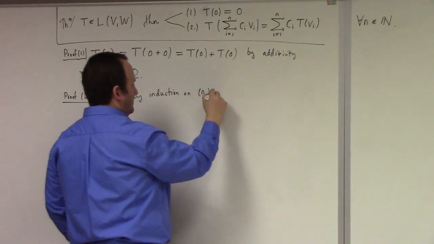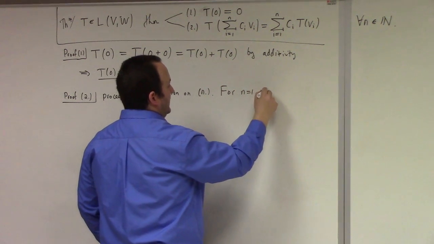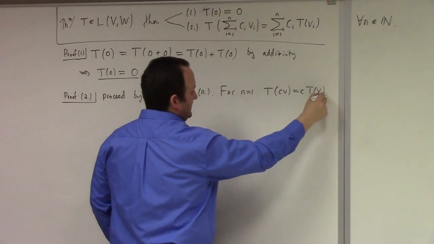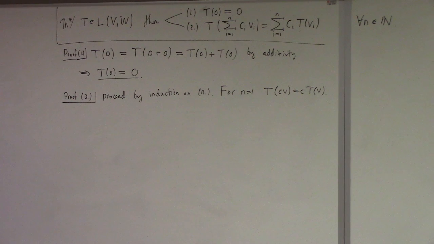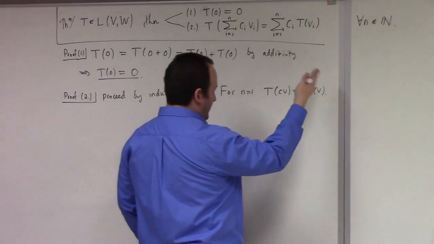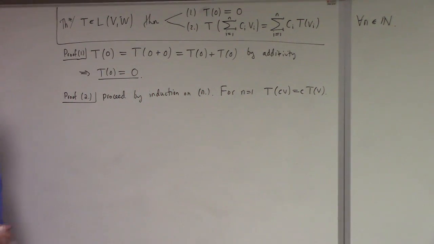So first of all, n equals 1. We have T of cv is equal to cT of v. That's the n equals 1 case. When you go back to how we defined finite sums of one thing, that's the n equals 1 case without being overly formal. That's automatic. And n equals 1 is homogeneity, so we have it. So suppose inductively then.